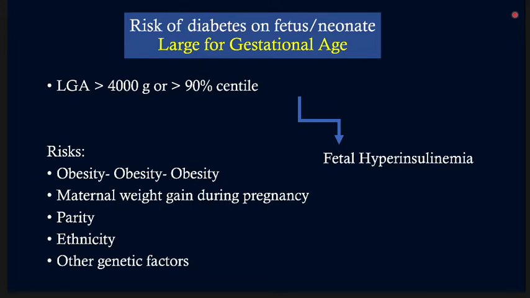So what are the associated risks putting patients at risk of developing LGA? Obesity. I wrote it 3 times intentionally, for you to remember. If the mother is obese, the highest risk is to develop a baby with LGA. And then maternal weight gain during pregnancy and other factors.